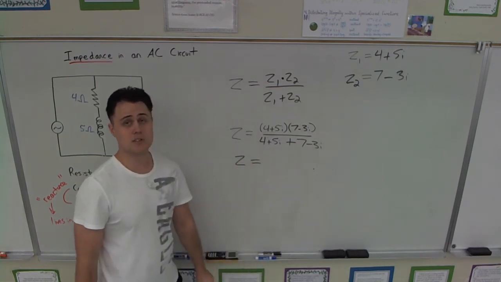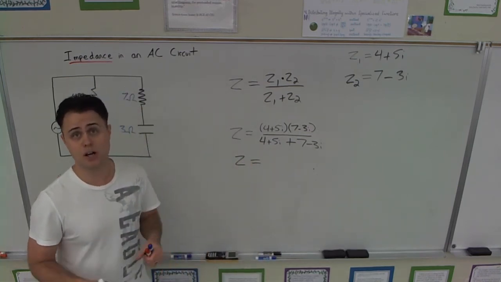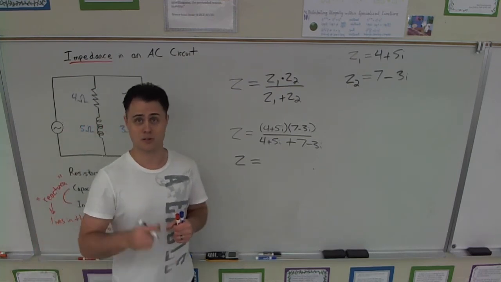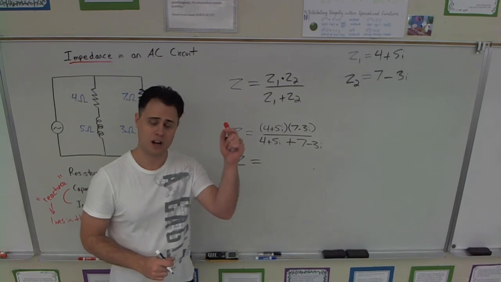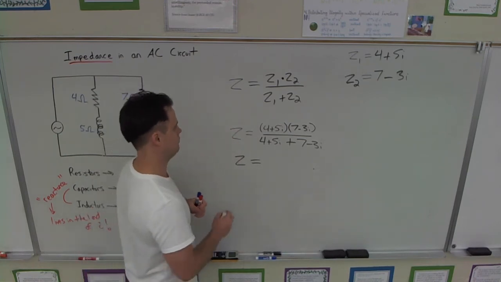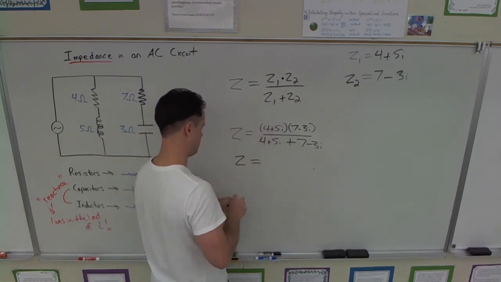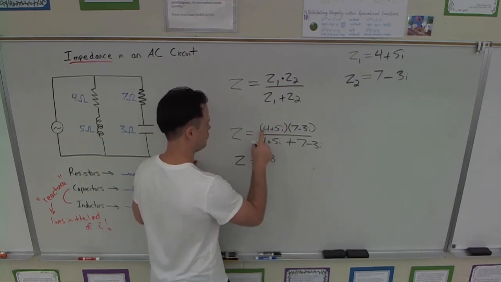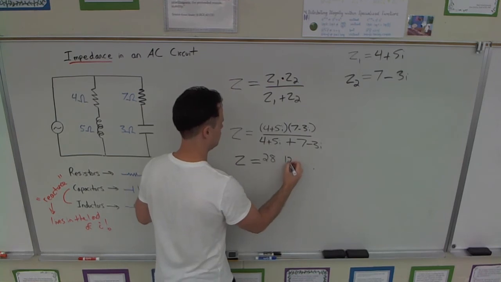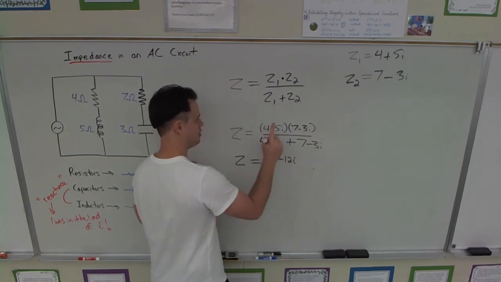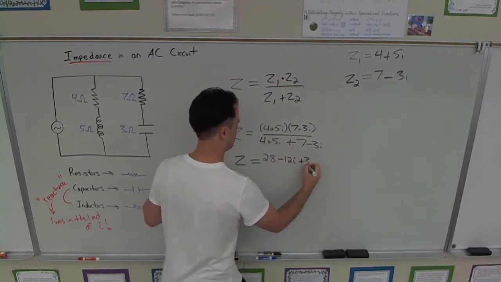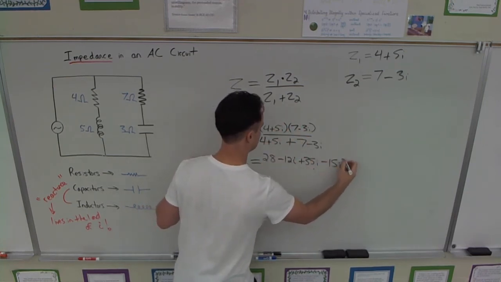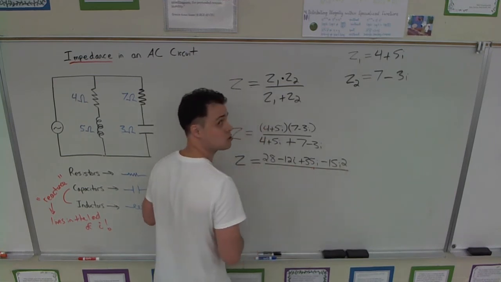And now I basically just have to simplify this down until I get a single complex number describing the overall impedance in two parts, the resistance and the reactance. So let's multiply on top and see what happens. So it looks like I have 4 times 7 is 28, 4 times 3 is 12, it's negative and it has an i, 5i times 7 is 35i, 5i times negative 3i is negative 15i squared. Watch out for those negatives and those i squareds.